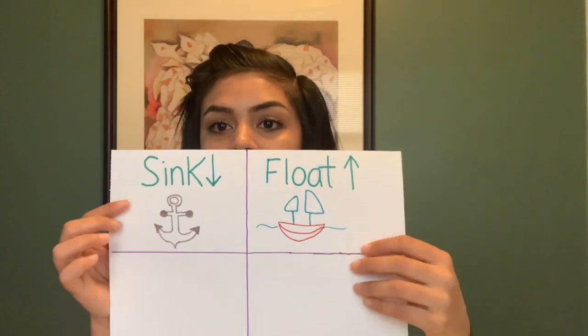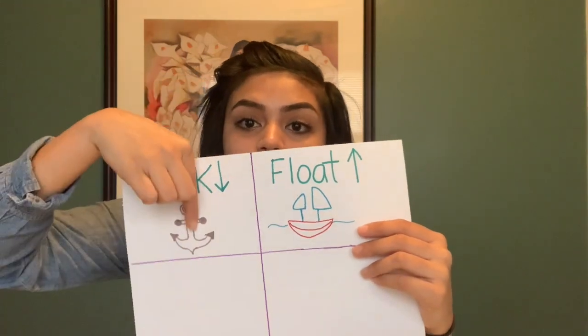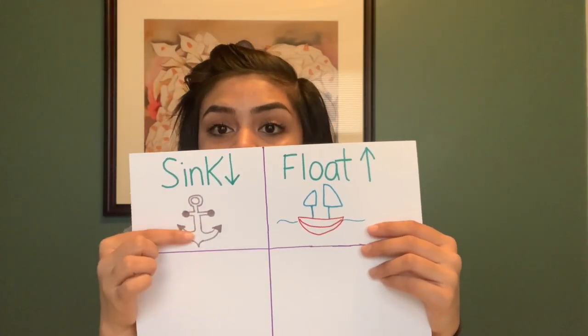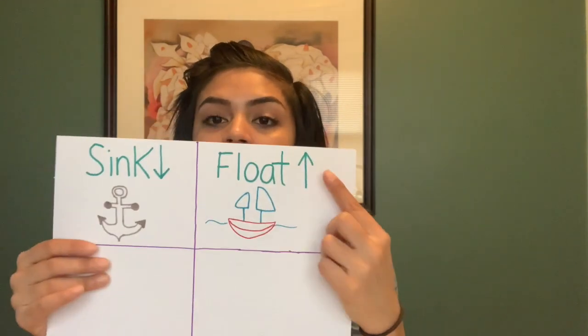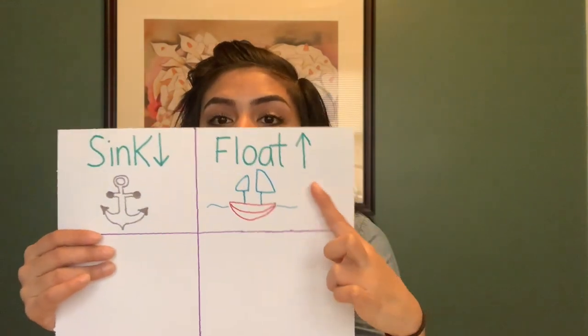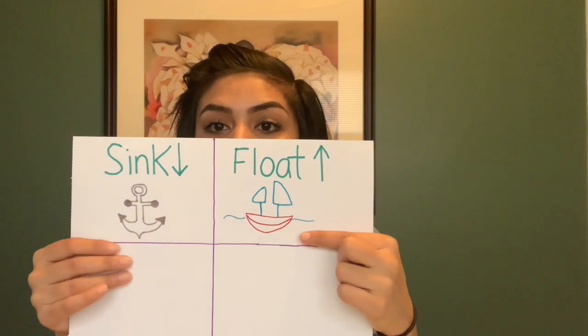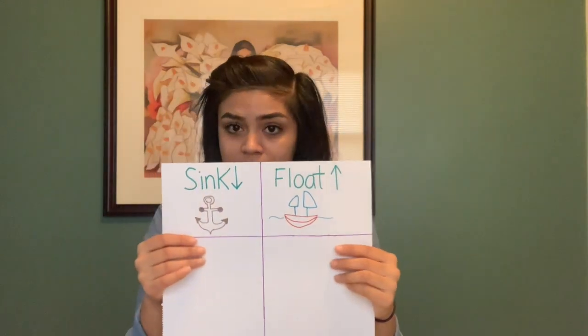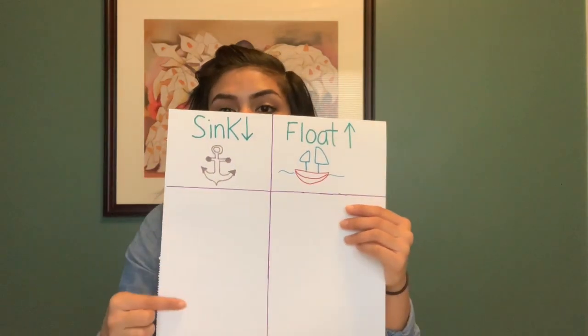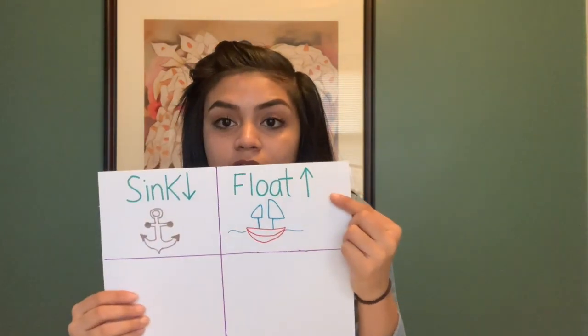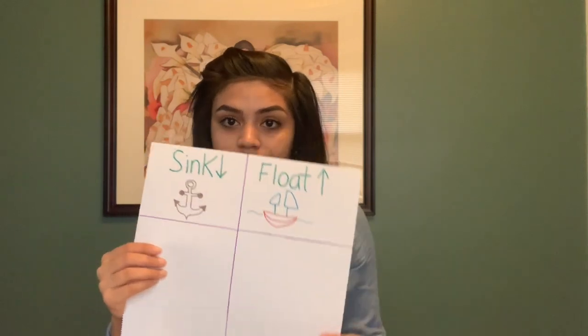And here I labeled it sink with an arrow going down because if it's heavy, the density is kind of heavier, so I did an anchor. Here I put float with an arrow going up and drew a little sailboat. So this means if the object that I'm going to be using is going to sink, it's going to go in this column. And if the object I use is going to float, it's going to go in this column.